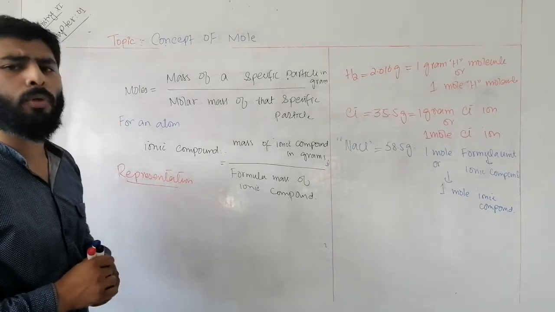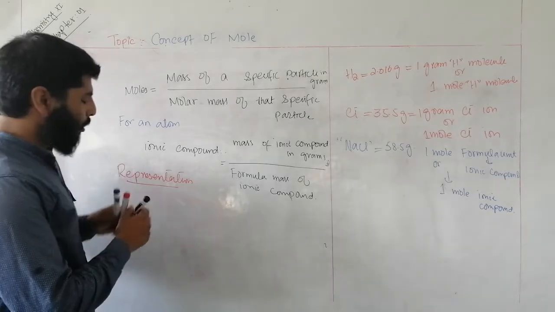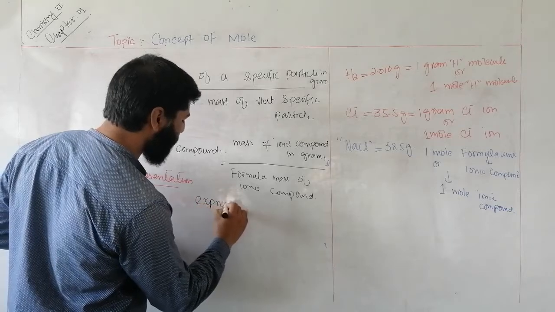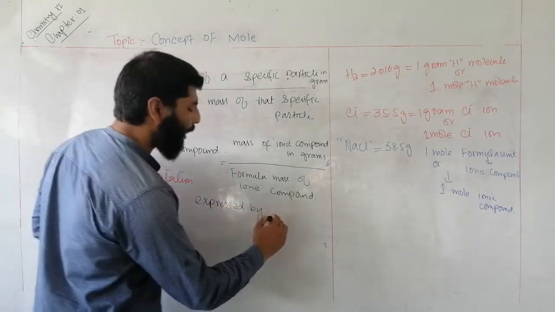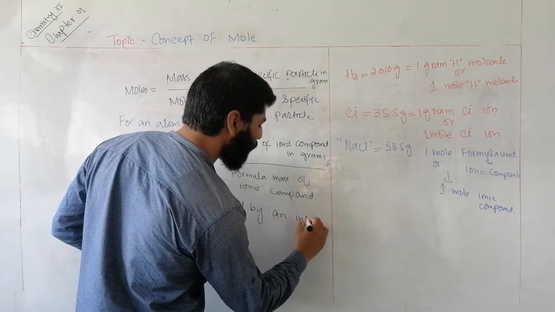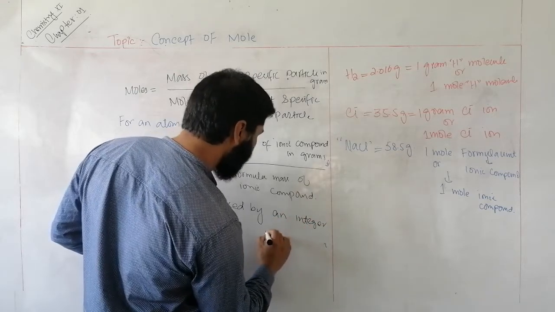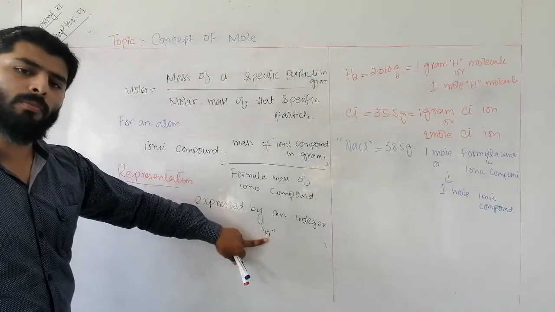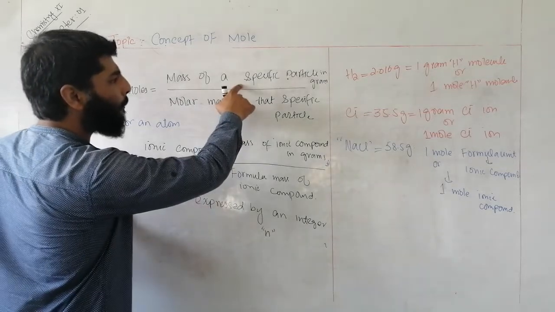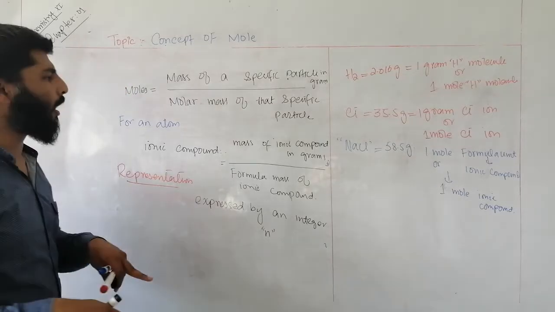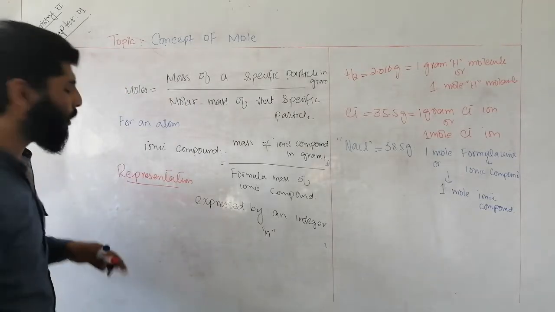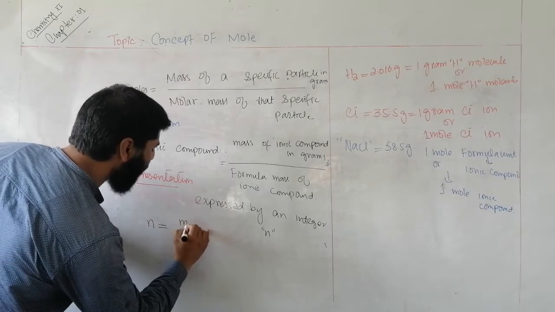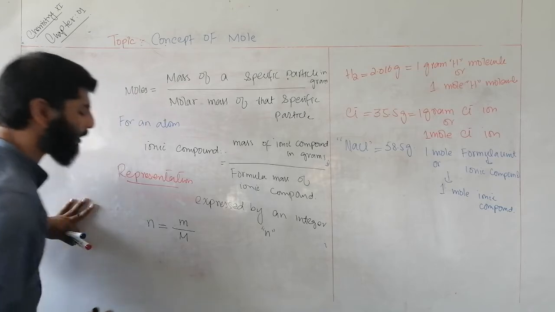How can you represent the moles? Moles are expressed by an integer N. Small n refers to the number of moles, mass is expressed in grams, and molar mass is expressed in capital M. So we can write moles n is equal to mass divided by molar mass.